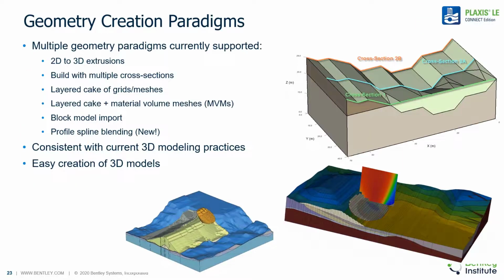One of the differentiators of PLAXIS LE is the capacity of handling 3D model creation in several different ways. We can see in this list that we can use a simple approach, converting 2D sections, to complex ones, such as handling block models, material volume meshes, and even profile spline blending. The different geometry creations are consistent with current 3D modeling practices and developed in a way that is easy to use.